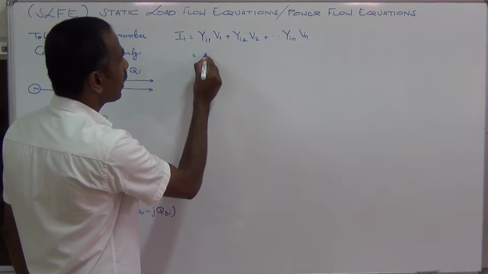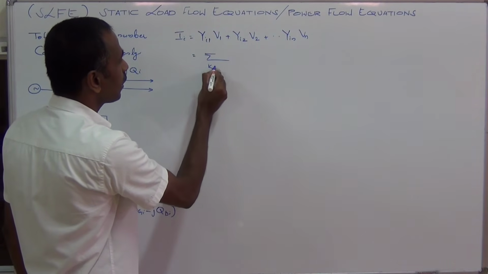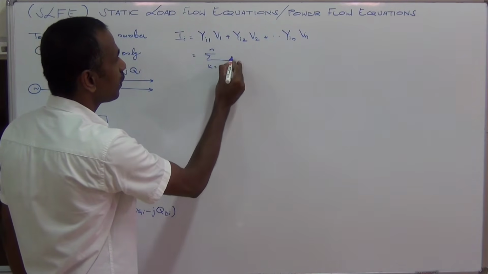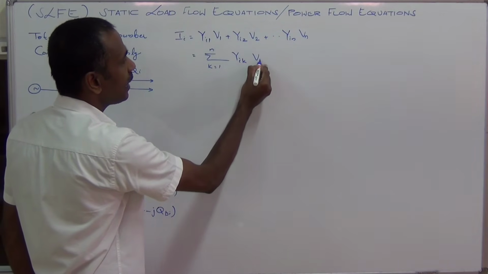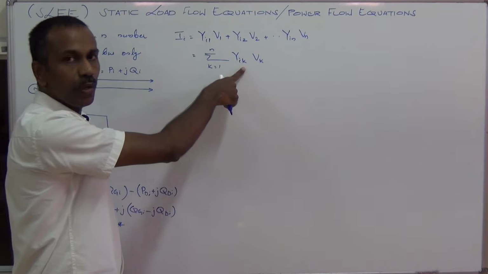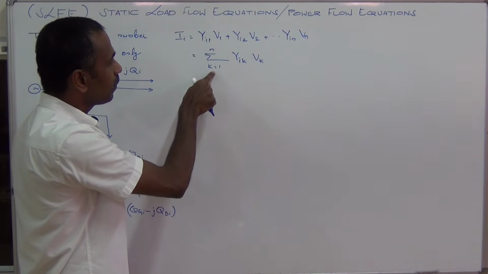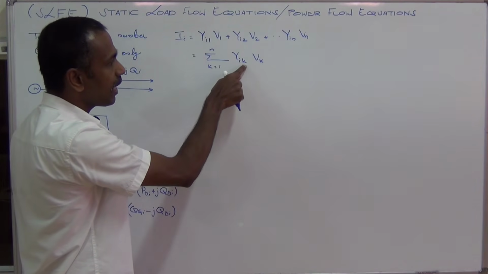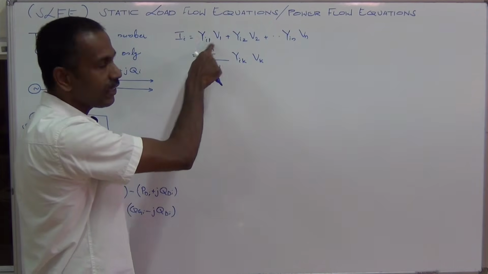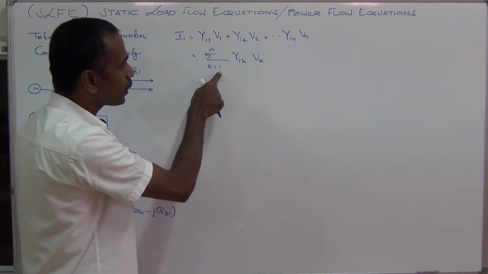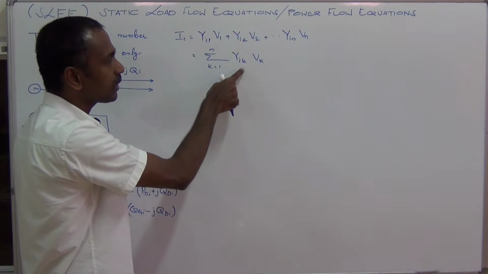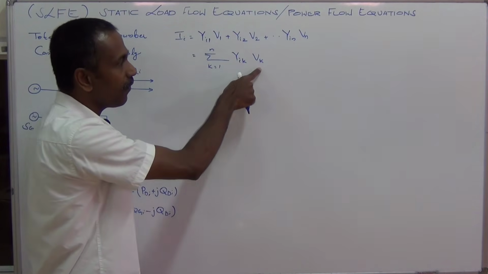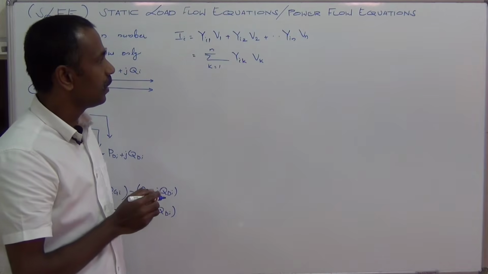So this can be written as sigma k equals 1 to n, Yik Vk. When k equals 1, it is Yi1 V1. You get the first term. When k equals 2, it is Yi2 V2. You get the second term. When k equals n, it is Yin Vn. You get the last term.